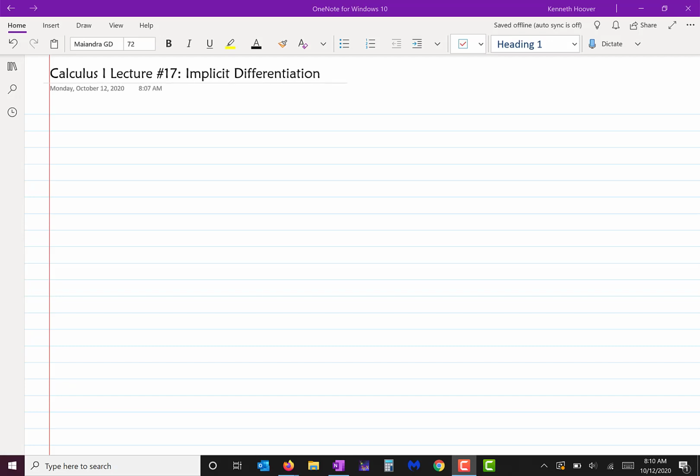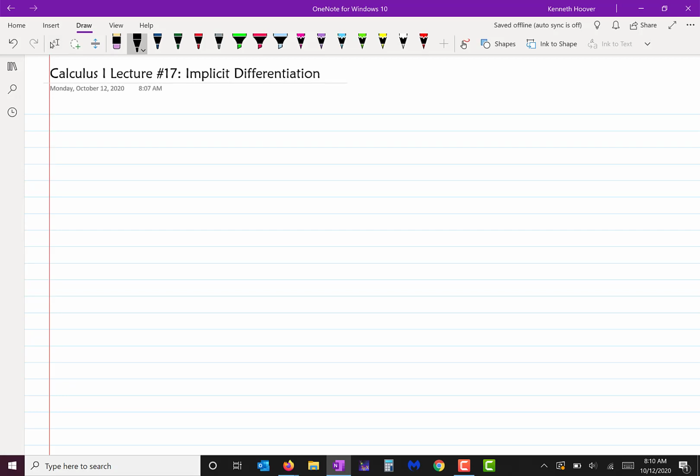Okay, today we're going to do something called implicit differentiation, which is a really handy trick for finding derivatives of functions that are difficult to solve for y, and we can even use it to find derivatives of things that aren't even functions.